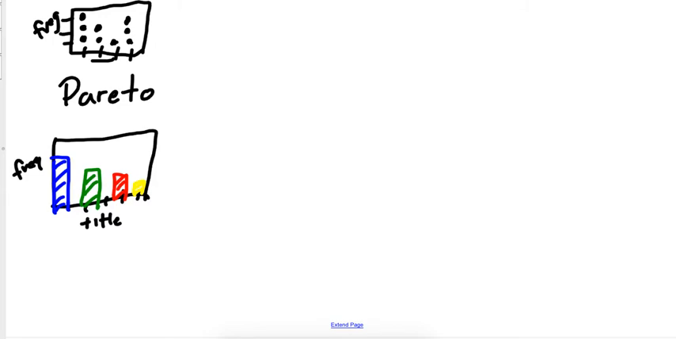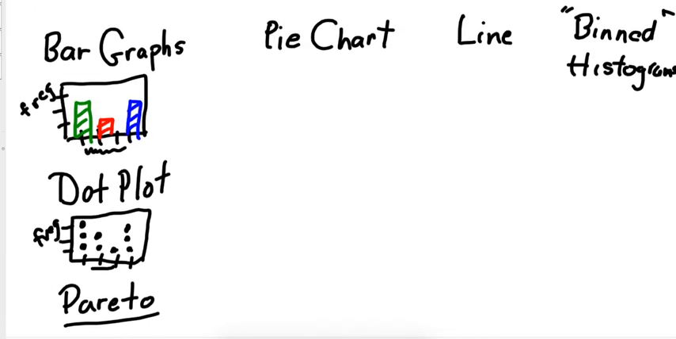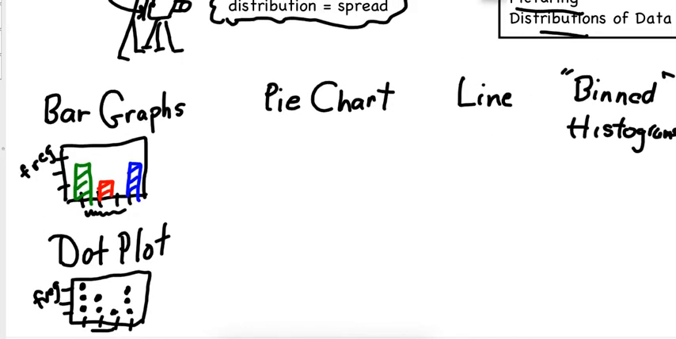And I want to specify here that with a Pareto, we're normally talking about nominative data. I don't think I spelled that right, but you'll forgive me. So blue, green, red, yellow, something that's just a label. Okay, so that's our first of the four, bar graphs and their families.